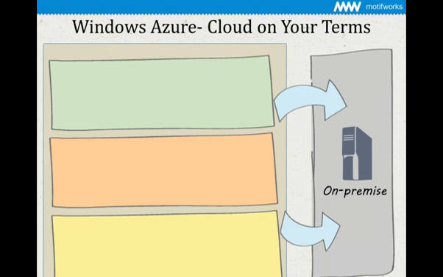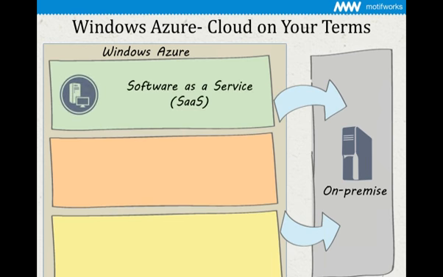The right-hand side is your existing on-premise structure, and the left-hand side is the Windows Azure Cloud Platform. And to set the stage for this discussion, I want to go over the Windows Azure platform and the distinct cloud service models it provides. Windows Azure provides a comprehensive application platform for your public cloud. And you can use this platform in many different ways, starting with software as a service.